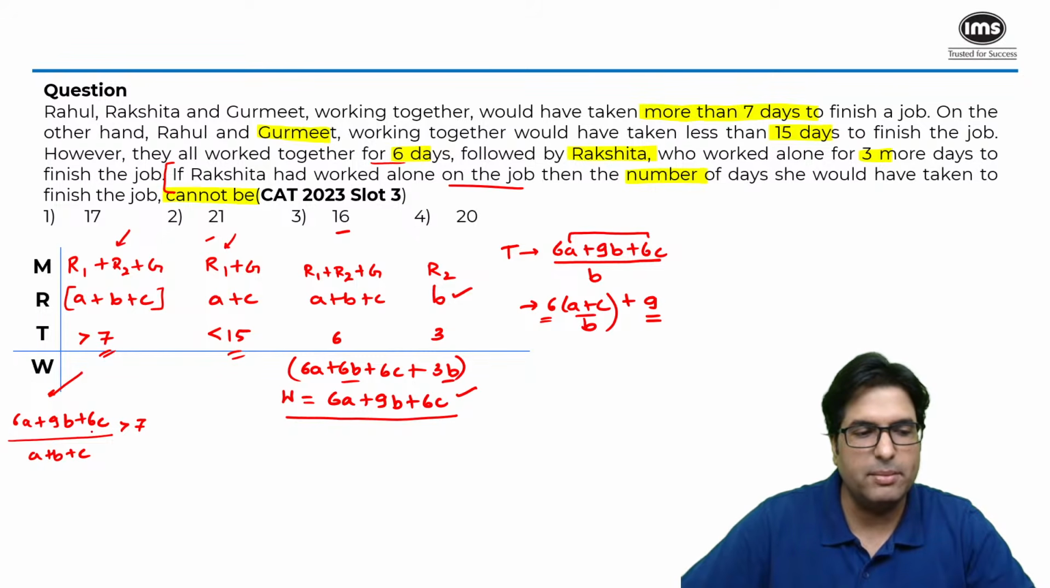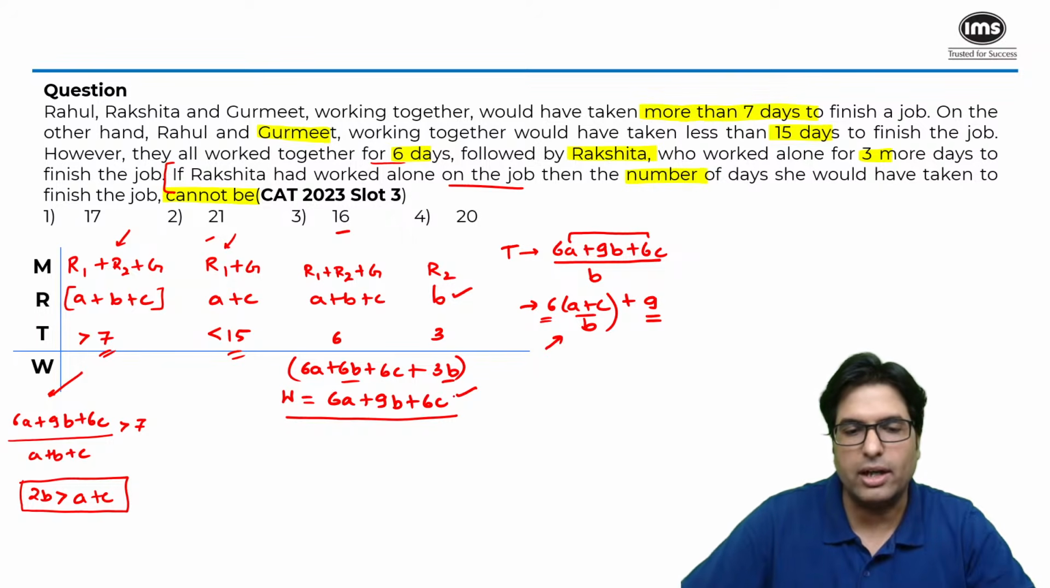When you have 7a, 7b, 7c, you will have 9b minus 7b, which is 2b, greater than 7a minus 6a. It will be a plus c. So a plus c is less than 2b, or in fact we wanted a factor of a plus c by b. So we can say a plus c by b is definitely less than 2.